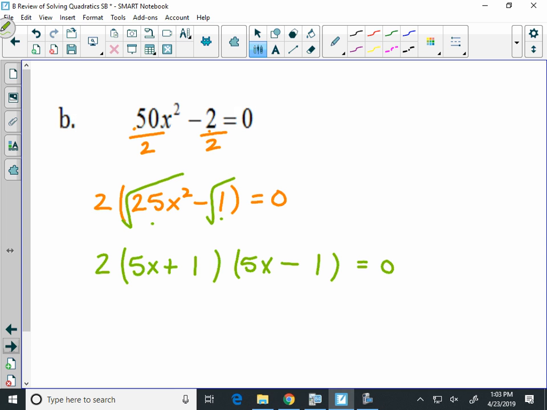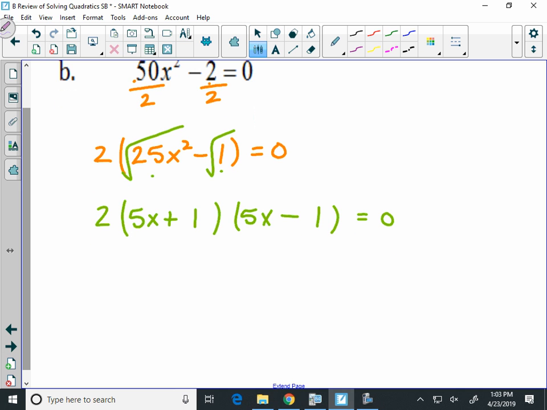So then I'm going to go ahead, set each factor equal to 0 and solve. 2 does not have an x. So it's pointless, okay? There's nothing to do there to solve. So you're ignoring the 2. We just did that to kind of simplify things so we could factor. But you're not going to do anything with that 2. There's no x, there's nothing to solve for, so you just ignore it. But we can set our parentheses equal to 0.